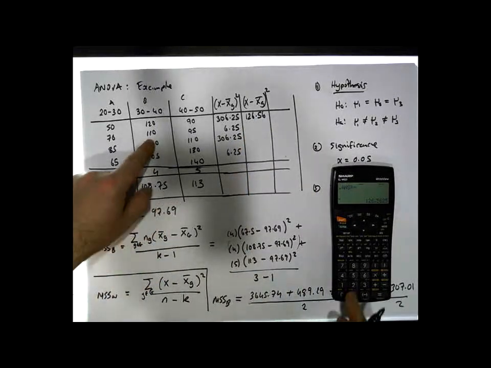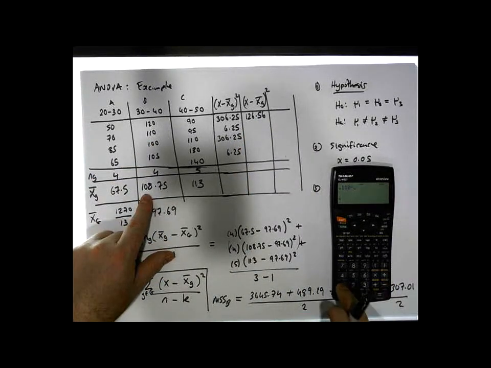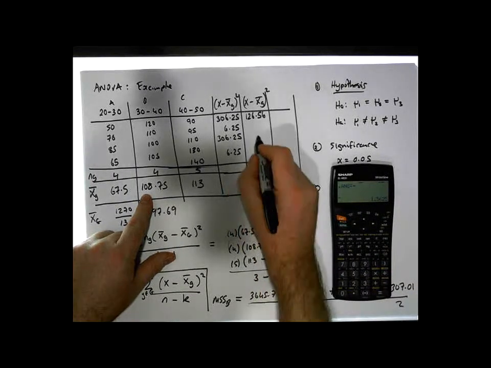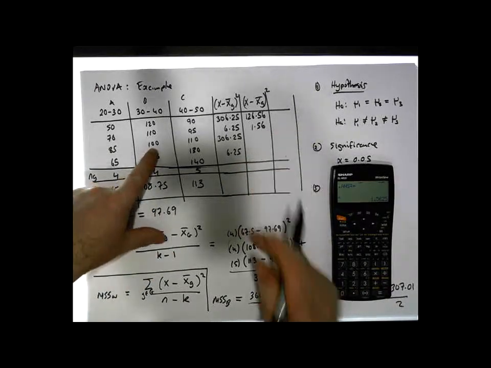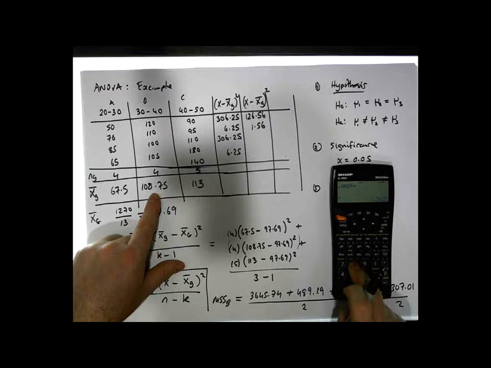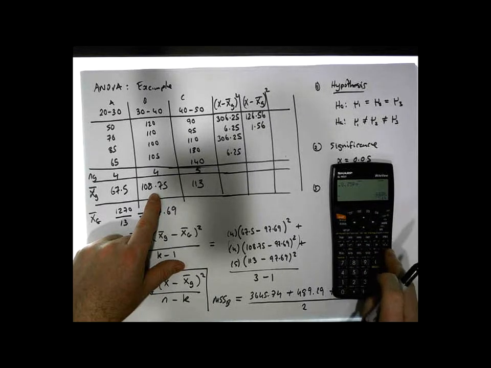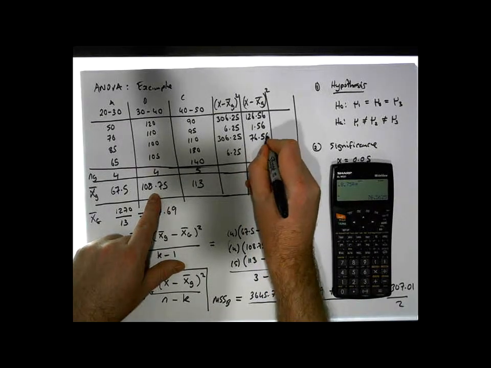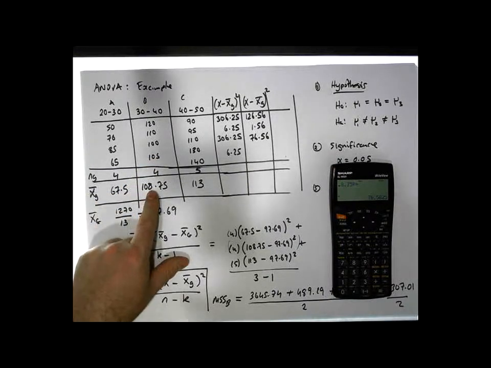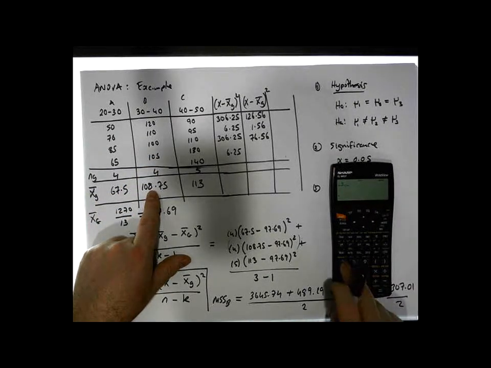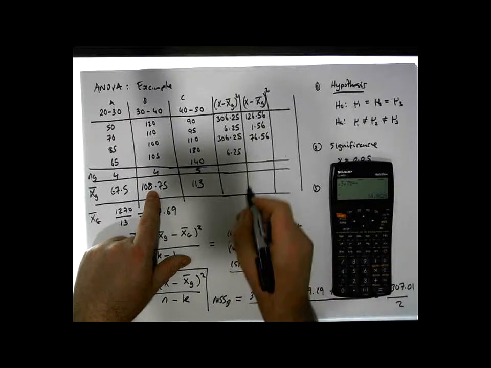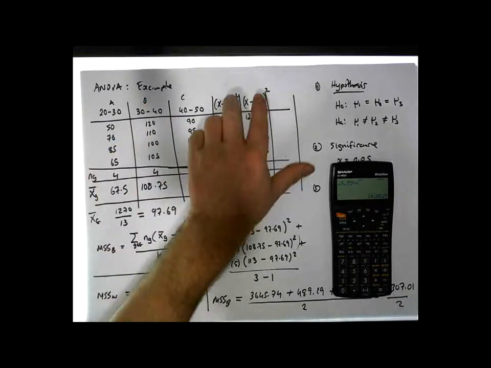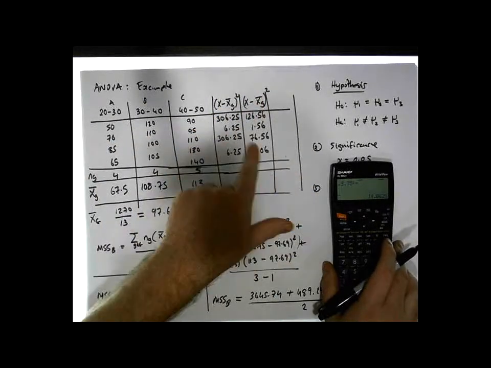126.56. The next one is 110 minus 108.75. And when we square that, we end up with a value of 1.56. The next is 100 minus 108.75, which is 8.75, which needs to be squared, which gives us a value of 76.56. And then finally, we have 105 minus 108.75, which gives us 3.75, which needs to be squared, which gives us 14.06. So that's the second group's square distances done. We're going to do sums of squares now in a moment.